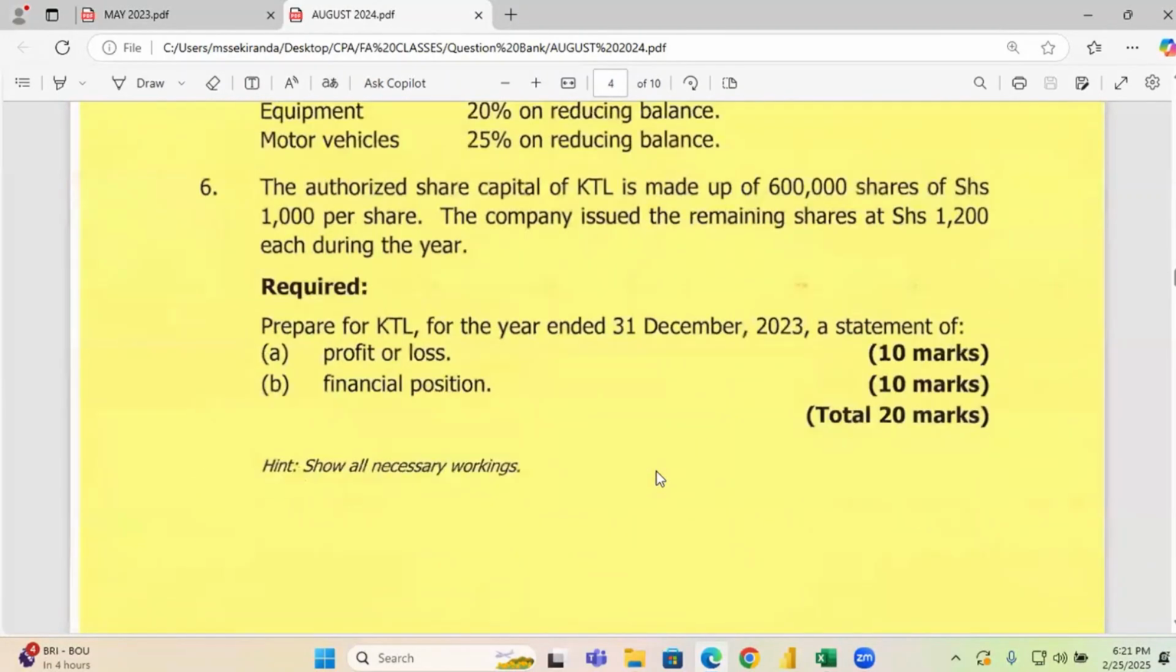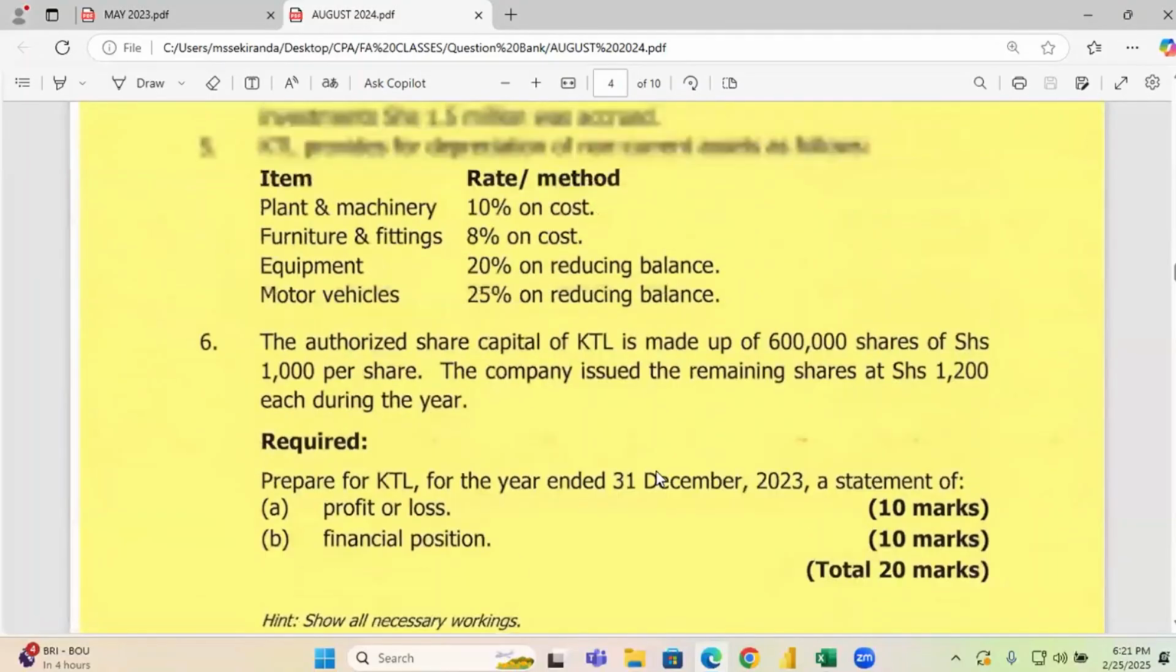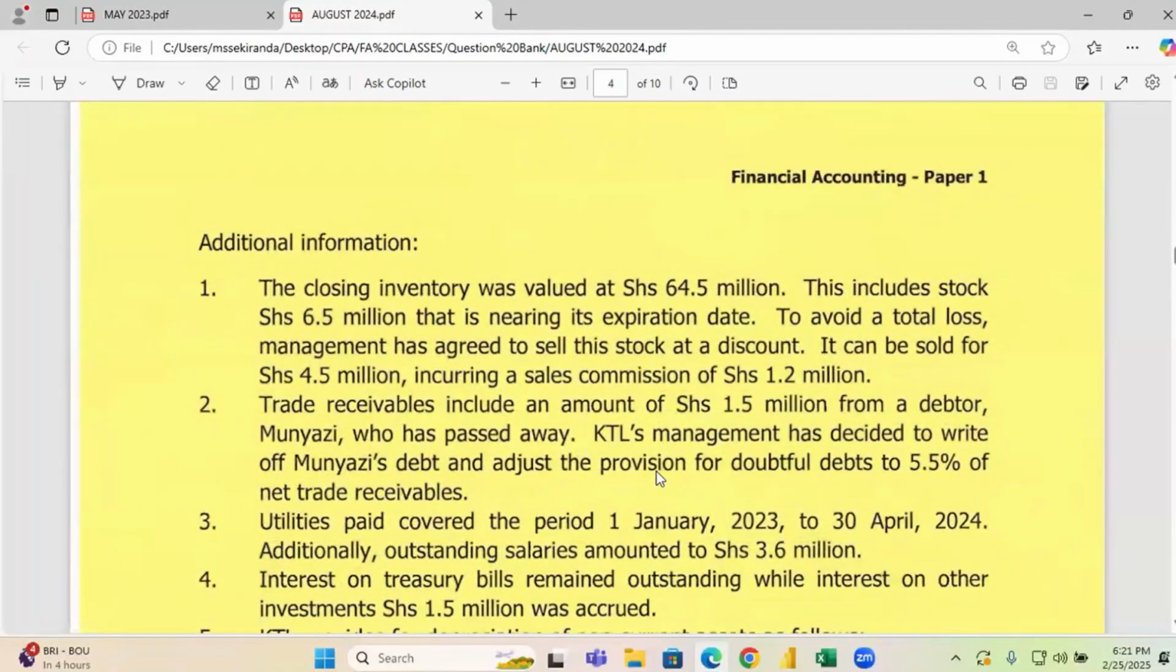The examiner wants us to prepare a profit or loss statement and the balance sheet. The closing inventory was valued at that amount. This includes stock of 6.5 that is nearing its expiration date. To avoid a total loss, management has agreed to sell this stock at a discount. It can be sold at 4.5, including a sales commission of 1.2.